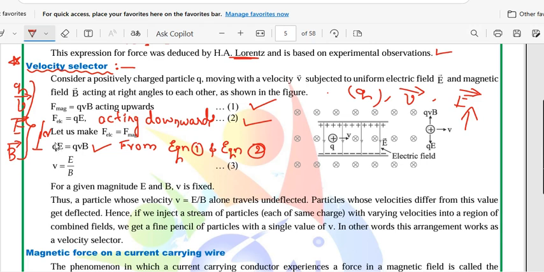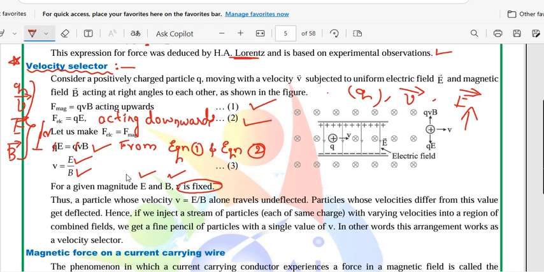So here what will get cancelled? Q and Q, this gets cancelled. Is it or not? Q and Q get cancelled. The remaining velocity will become electric field per magnetic field. So for a given magnitude of electric field E and magnetic field B, velocity is fixed.